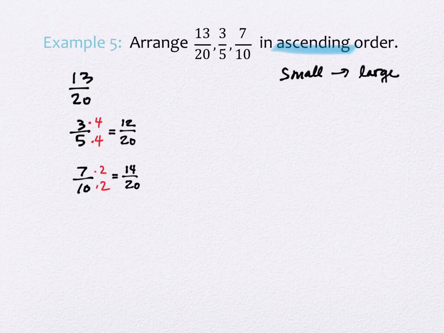So which one of these is the smallest? 3/5. So the 12/20 is the smallest. I'm just going to label them right now. Which was next? 13/20. And last is, yeah, the 14/20, which is the 7/10. So these are the order we're going to put them in.